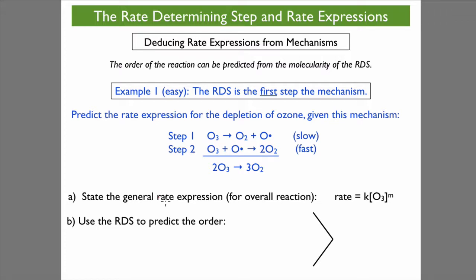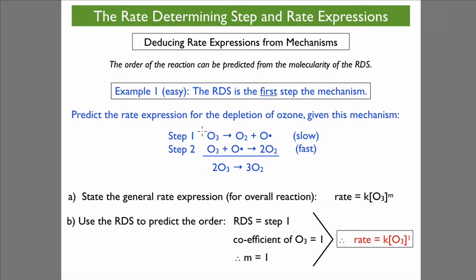Then we use the rate determining step to predict the order. We can see in step 1 the coefficient of ozone is 1. We could write it there if we really wanted to, but we don't need to. And so m equals 1 because it is the coefficient. So that would be the rate expression.